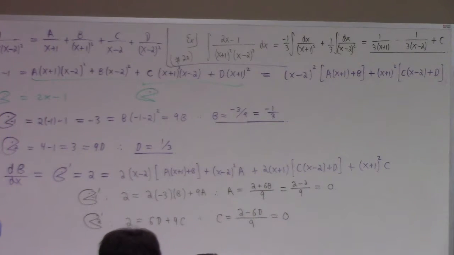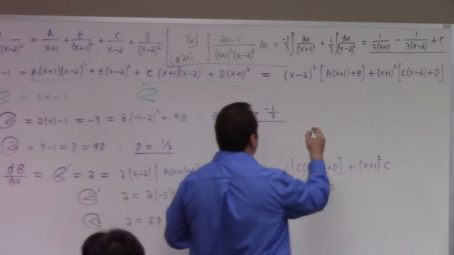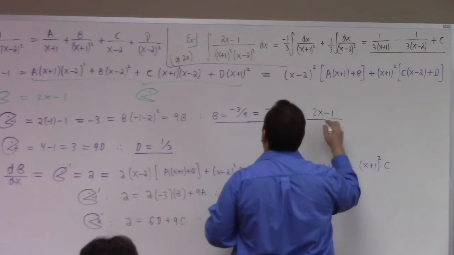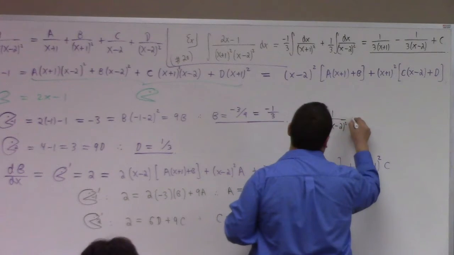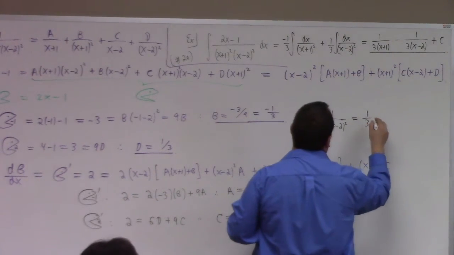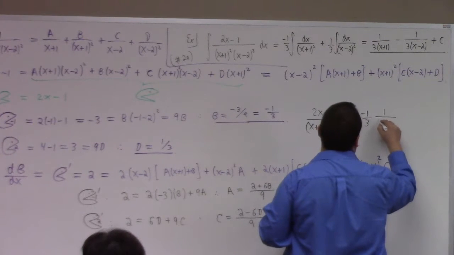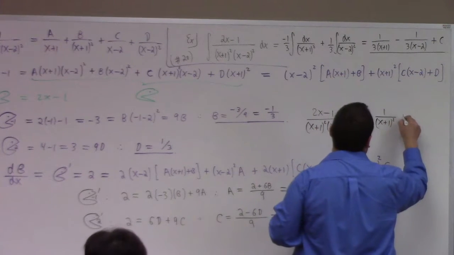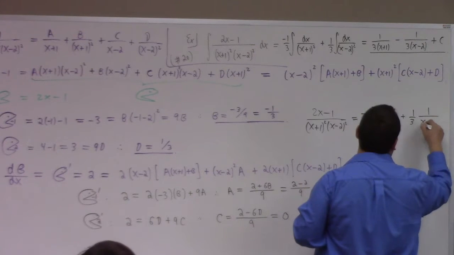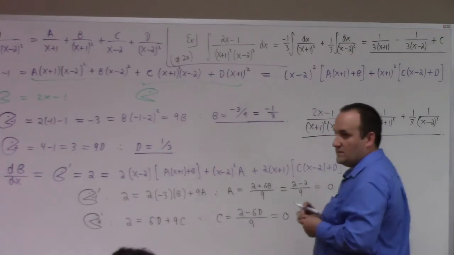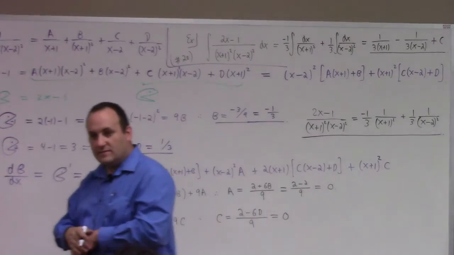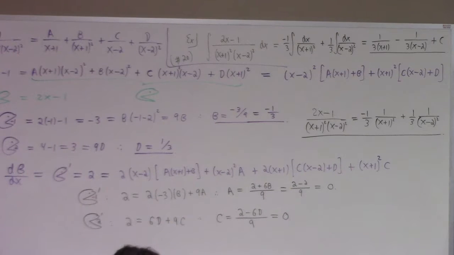I pulled the 1/3 outside. The point is the 2x minus 1 over x plus 1 squared times x minus 2 squared is equal to minus 1/3 times 1 over x plus 1 squared plus 1/3 times 1 over x minus 2 squared. That's the partial fractions decomposition. When you integrate, you get the minus, and the third just rides along.